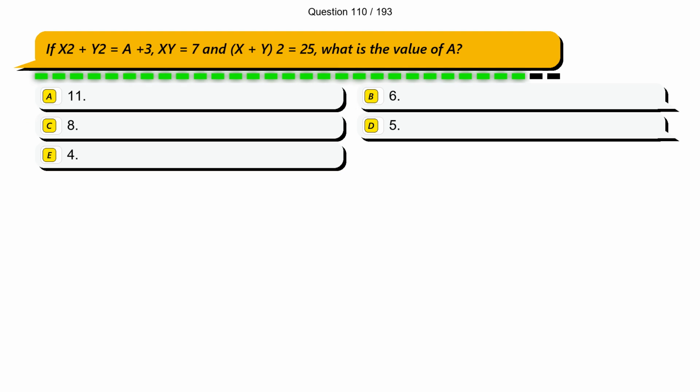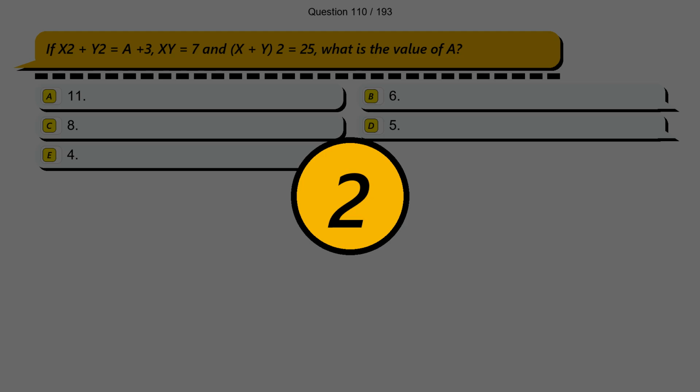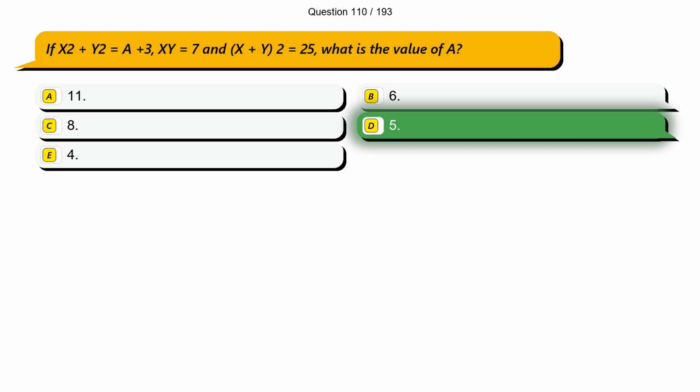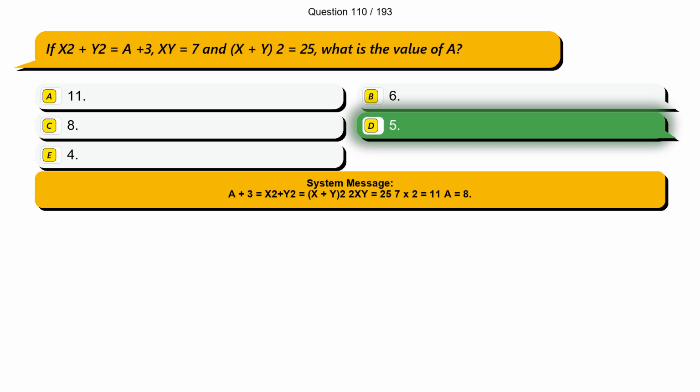Question 110. If x2 plus y2 equals a plus 3, xy equals 7 and x plus y, 2 equals 25, what is the value of a? Option A, 11, option B, 6, option C, 8, option D, 5, option E, 4. The correct answer is option D, 5. a plus 3 equals x2 plus y2 equals x plus y, 2 minus 2xy equals 25 minus 14, which is 11, so a equals 8.